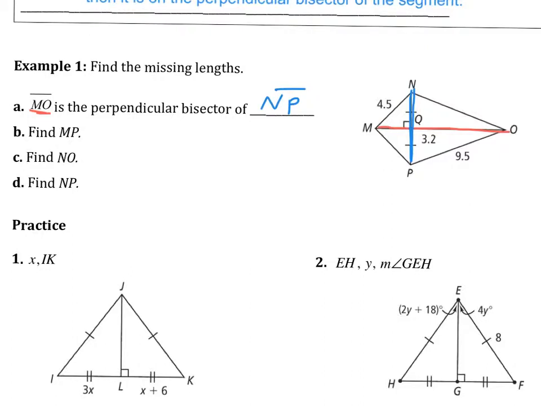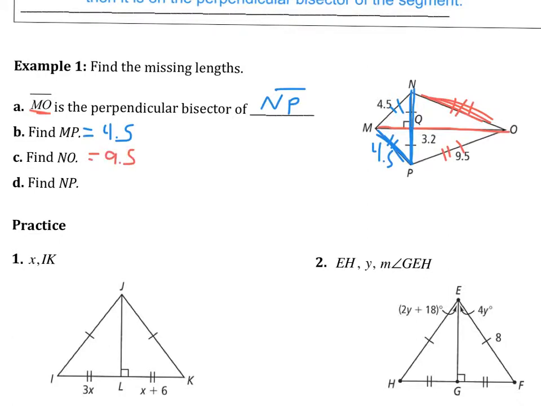As a result, I know a bunch of things are true. So how big is MP? Well, MP is right here, so it's the same length as over there, and I'll put a double mark on that, so that's 4.5. What else do I know? NO is over here, NO, so it's going to be congruent to that one, so that's going to be 9.5.